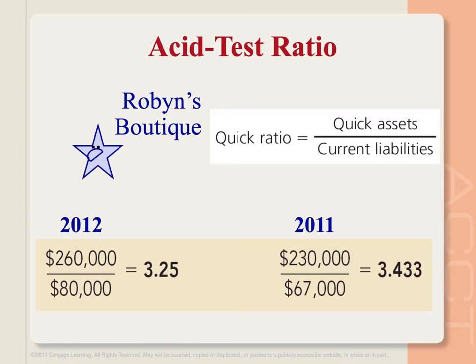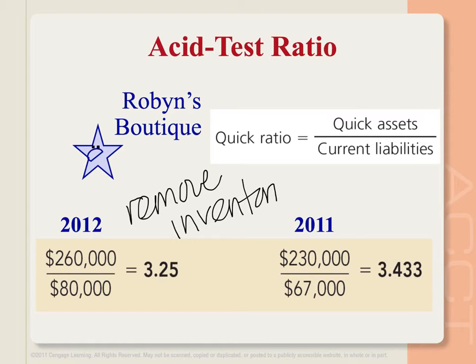The quick ratio is a stricter look of the company's ability to pay its current debts with highly liquid current assets. So what we do in the quick ratio is we remove inventories. We remove them. And we remove prepaid assets. So prepaid insurance, prepaid rent, prepaid supplies, we remove all of those from our calculation.